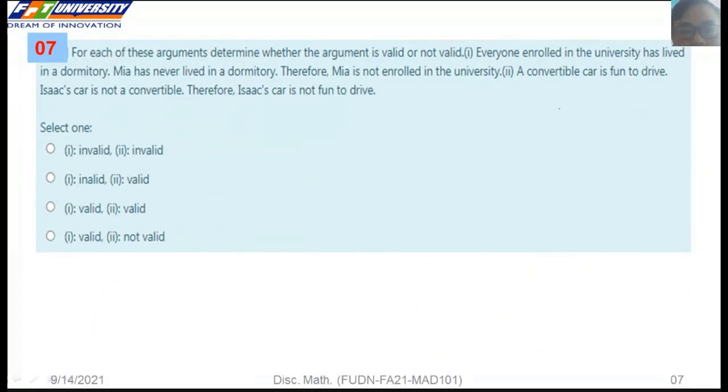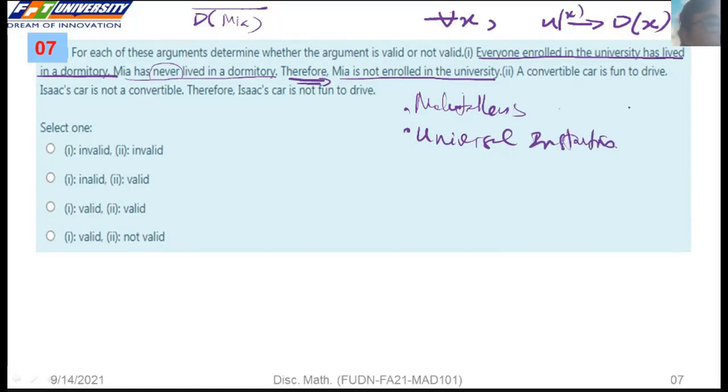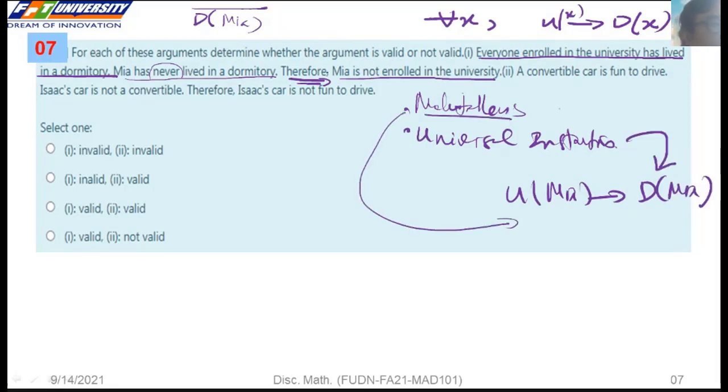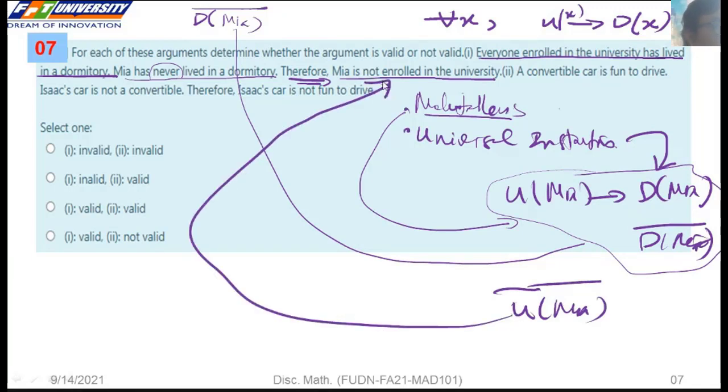Try to practice. Meyer never left it, so not G of Meyer. Therefore, we can conclude... universal instantiation. So we have U of Meyer imply D of Meyer, and then we can use modus tollens because we have a not G of Meyer. We have a not U of Meyer. So not U of Meyer means Meyer did not enter the university. The first one is invalid.